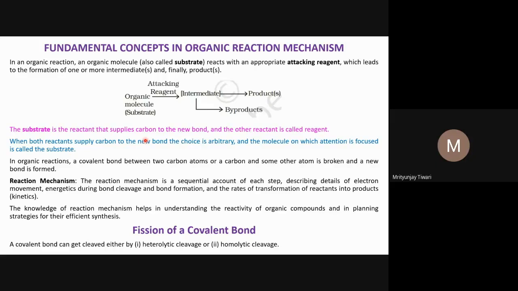In such a case, the choice is arbitrary. We can choose whichever one our focus is on as the substrate, and then the other one will be called the reagent. So if two organic molecules take part in the reaction, then we can call one the substrate, on which we are focusing, and another one the reagent.